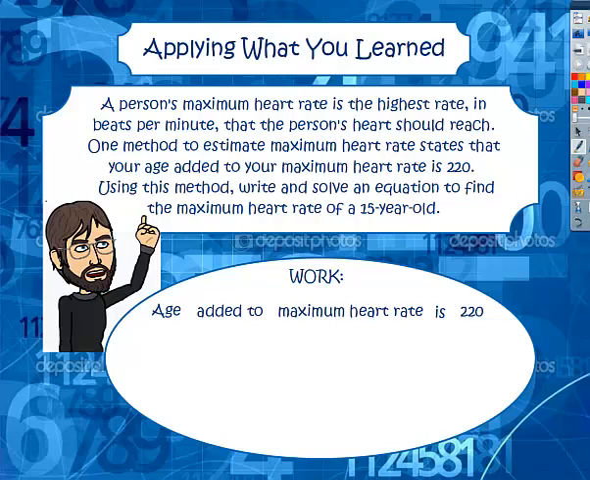Okay, so we want to piece together all the information from this word problem. First, we need to make an equation that's going to make sense, that will always work with what we're trying to do here. So there are some keywords. Let's highlight these. I have the word age. We have the word added to. We have the word maximum heart rate. We have is, and we have 220. So we have all of those 5 pieces.